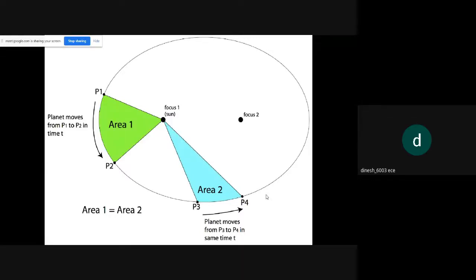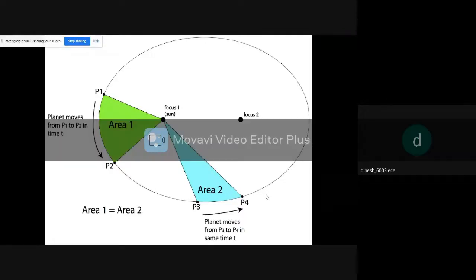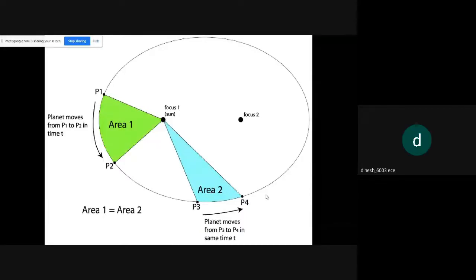A planet moves from position 1 to position 2 in a particular time, and it covers some area. That will be equal to the area covered by the same planet moving from position 3 to position 4 within the same time. Both areas will be equal. So this is Kepler's second law. I think from this diagram you would have understood it.